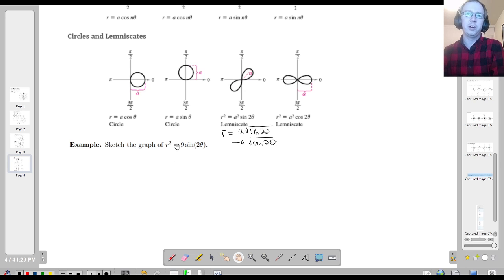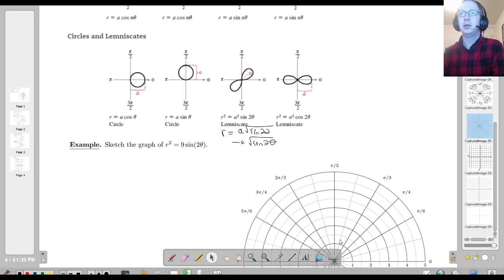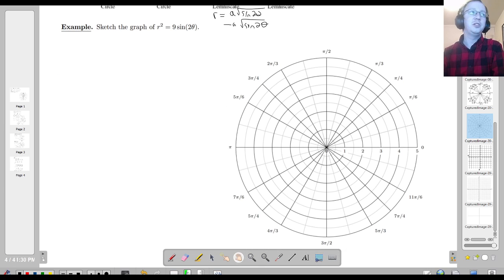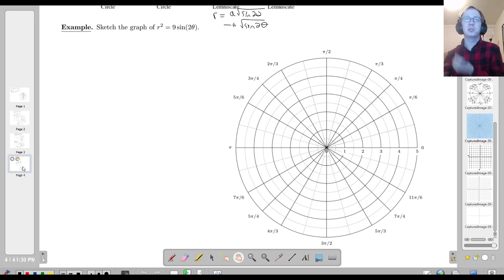Now we kind of had a warning this would be a lemniscate because I've got an r squared equals. That's the only thing we've seen that's like that. We're going to use the same steps we used before. Now I can't rely on any shortcuts for the symmetry here, because I don't just have an r equals, I have an r squared equals. So let's go back to everything we learned about symmetry. I could try plugging in any of these 3 combinations: r comma pi minus theta, r comma negative theta, or r comma pi plus theta. The only one of those where it would work out is this last one. So let's see that in action.